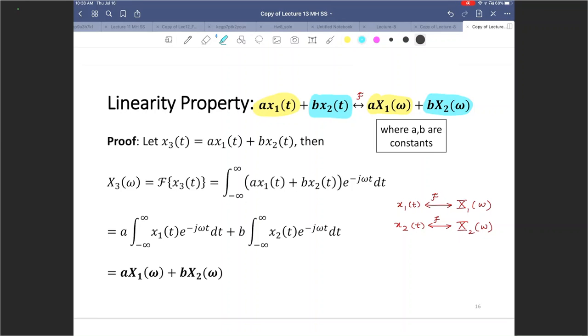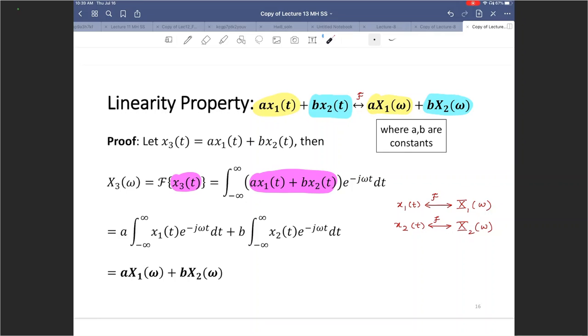And the proof is quite simple by definition of Fourier transform. We can consider a new signal x3 of t, which is the scaled and summed version of x1 and x2. The Fourier transform of x3 of t is cap X3 of omega. By definition, it is the integral from negative infinity to infinity of a x1 of t plus b x2 of t, that's where the signal goes, multiplied by e to the negative j omega t dt. So you integrate out time, you will be left with omega.